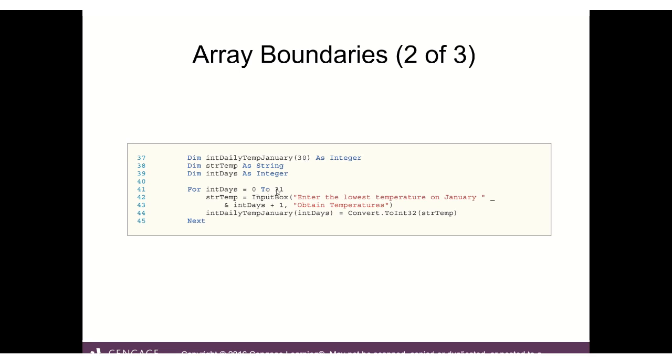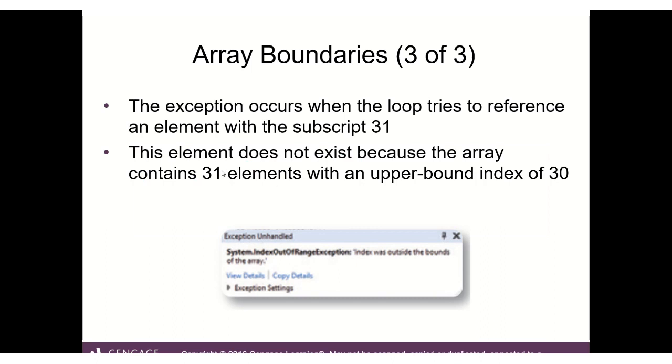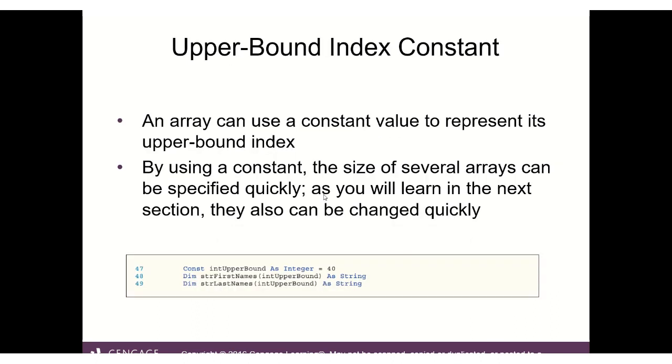So if your upper bound index is 31, then your array throws an exception. You will see this kind of exception: index was outside the bounds of the array. An array can use a constant value to represent its upper bound index. By using a constant, the size of several arrays can be specified very quickly. As you will learn in the next section, they can also be changed very quickly.